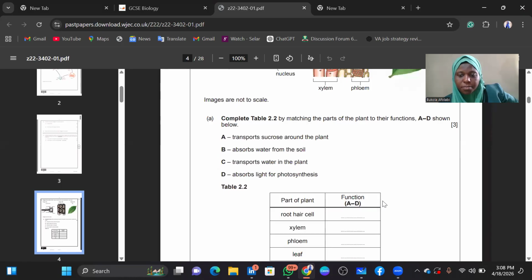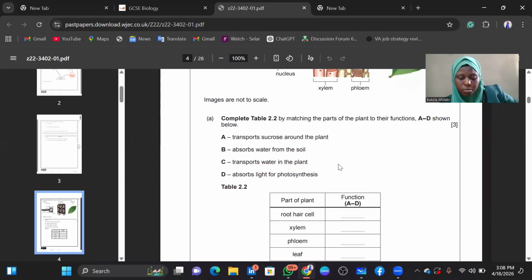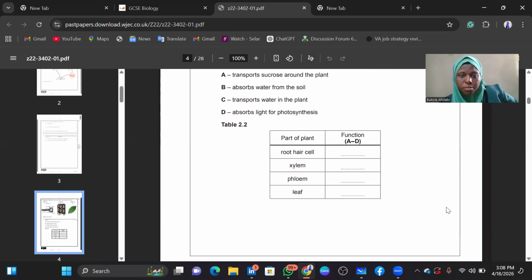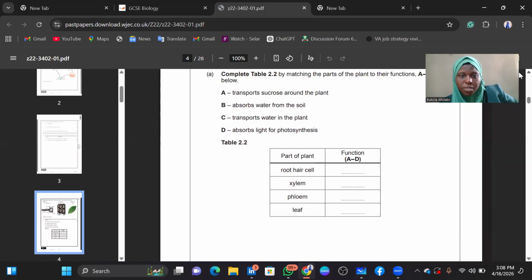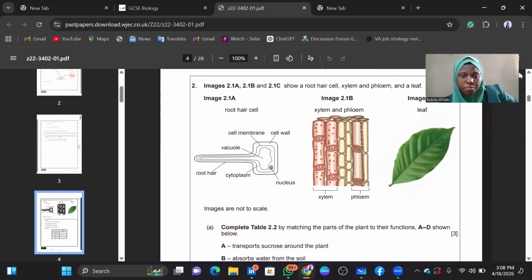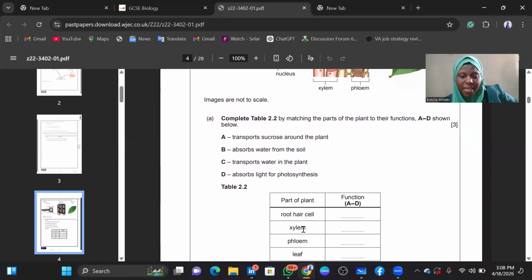So with this, the root hair cell, what does it do? We know that the root hair cell is found in the roots. So what does it do? It absorbs water from the soil. So the answer is B. The xylem.